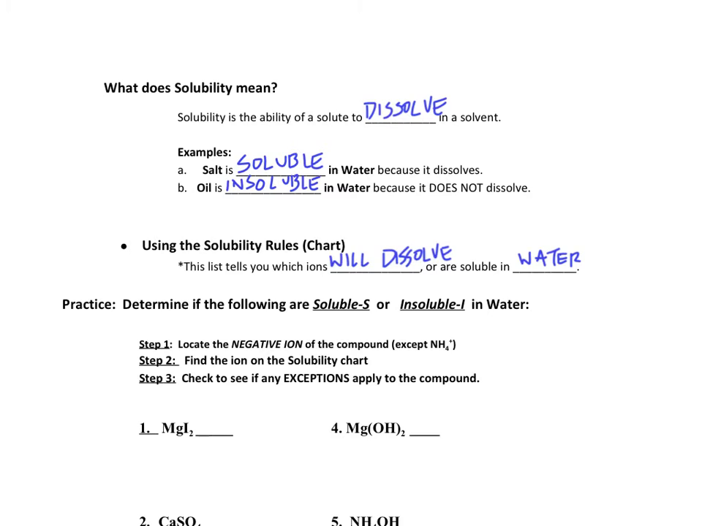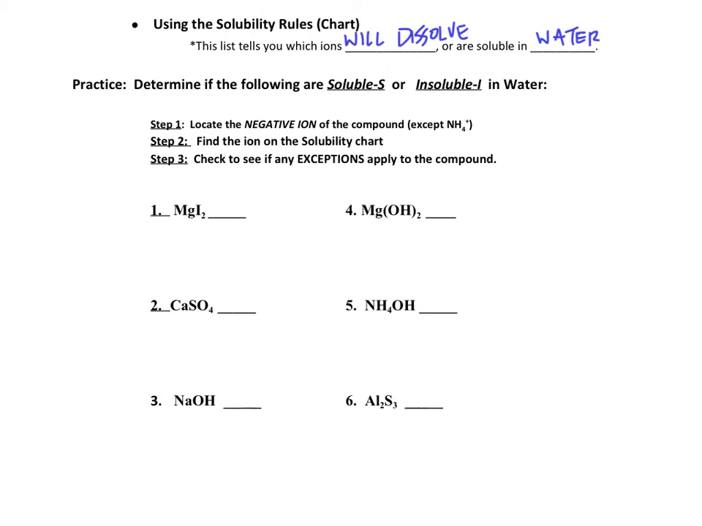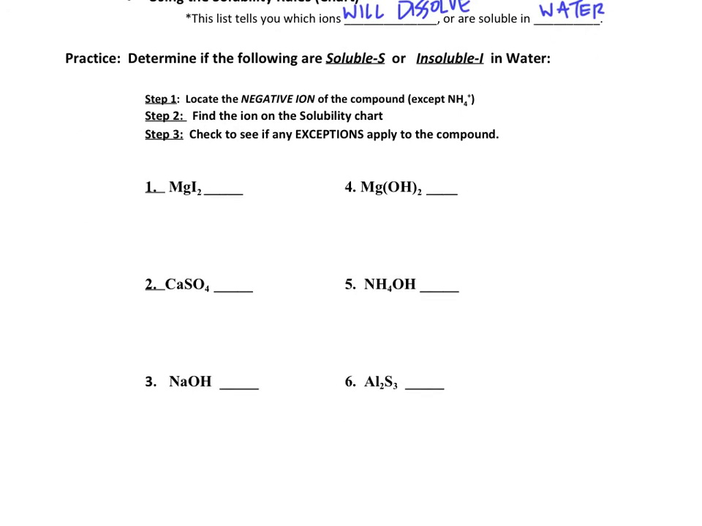Let me scoot up here a little bit. All right, so I want to determine, I've got a list of ions down here, or compounds, and I want to figure out if these compounds are soluble or insoluble in water. So I'll give you 3 steps here.